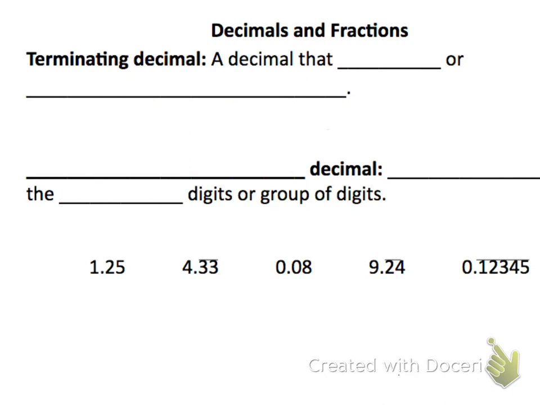The first one is my favorite. It's the terminating decimal, and it makes me think of the Terminator. And the Terminator ends things. So a terminating decimal is a decimal that ends or does not repeat.